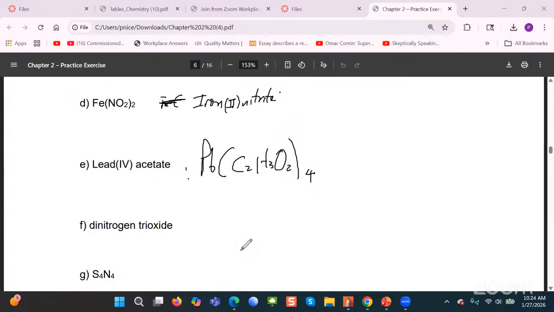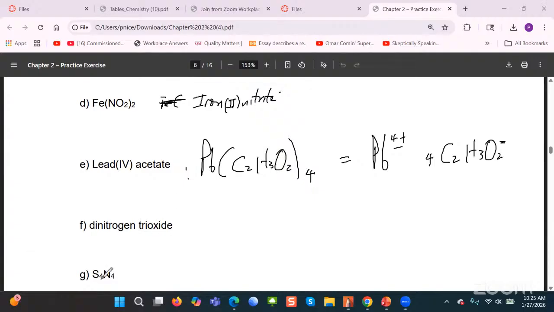All right? And that's because the formula for the lead-4 plus ion is that, and the formula for the acetate ion is C2H3O2 minus. And because you have a 4 plus charge here, that means that you need to multiply this by 4. And then when you put them together, you're going to get that as your answer. All right. Now, thank you.